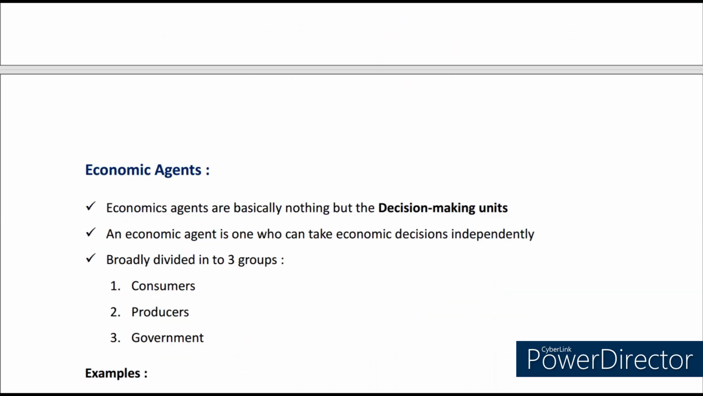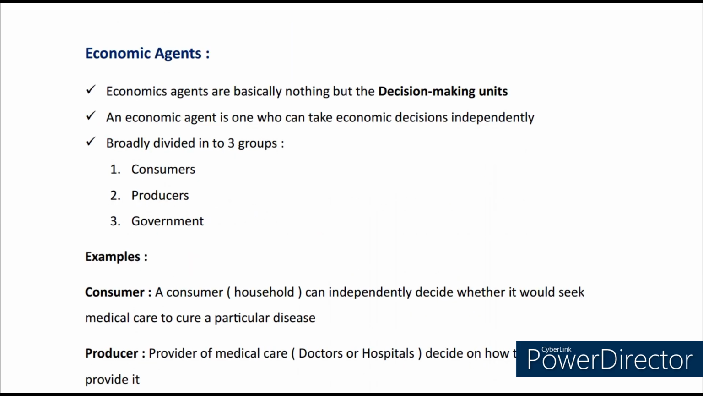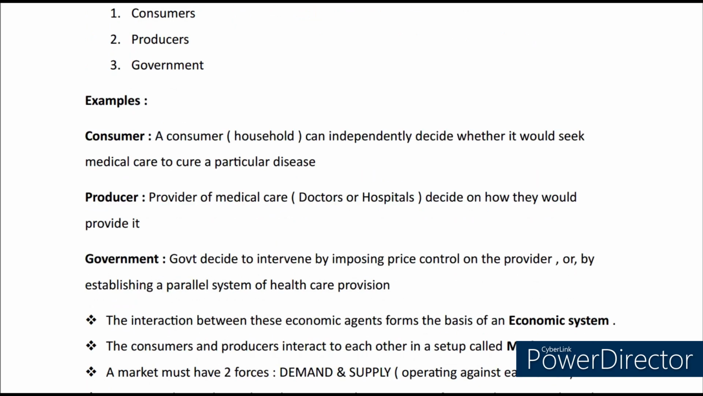Now coming to economic agents, these are nothing but the decision-making units. So these economic agents can take economic decisions independently. And these are broadly classified into three groups. One is consumer, second is producer, and third is the government. So let's understand these three with some simple examples.